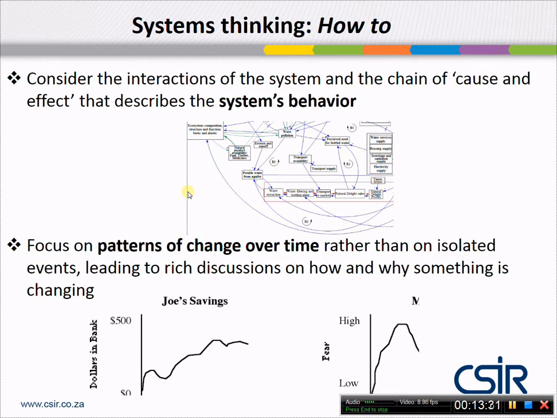So when we want to carry out systems thinking, we need to think about the interactions of the system and a chain of cause and effect that describes the overall system's behavior. We should focus on patterns of change over time, rather than on isolated events, and this will lead to rich discussions on how and why something is changing.